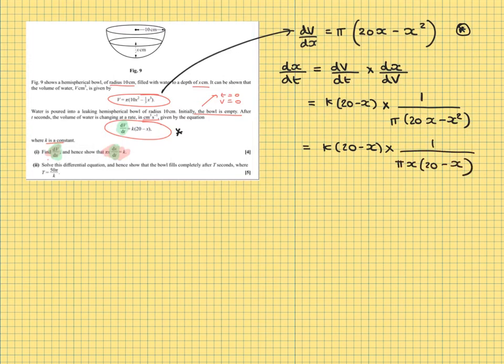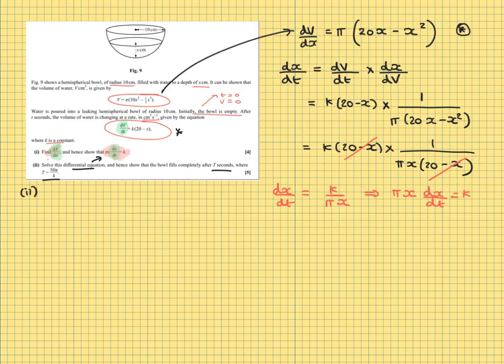And then hopefully we can see the cancellation that we are left with. So we now know that dx/dt is equal to k over πx, and we can then simplify, multiplying both sides by πx, so we get πx dx/dt equals k, and we've done what we needed to. Now, part 2, solve this differential equation and hence show that the bowl fills completely after T seconds, where T is given by this value over here.